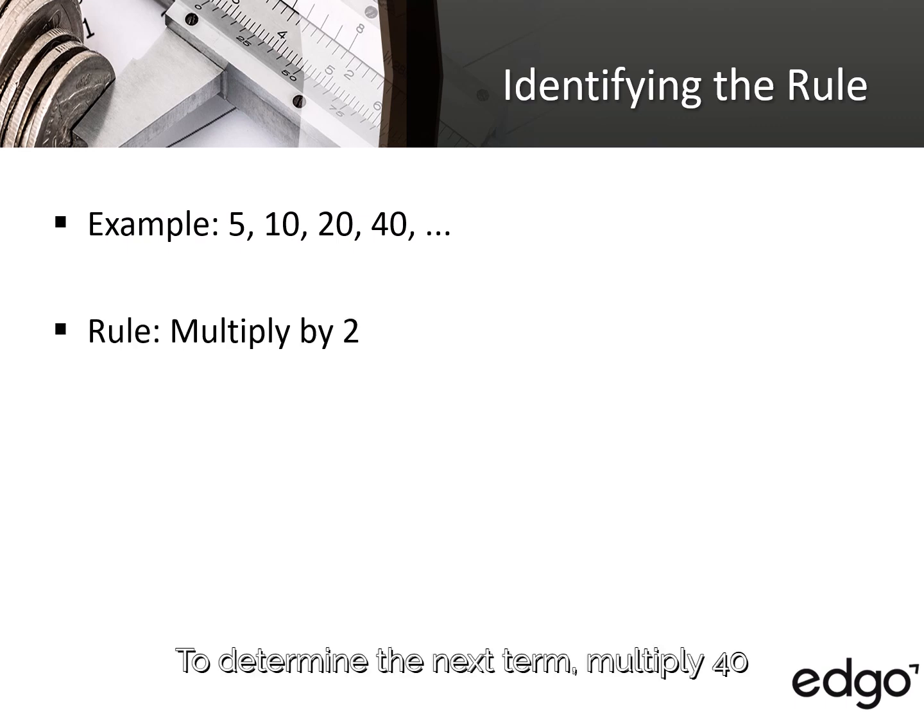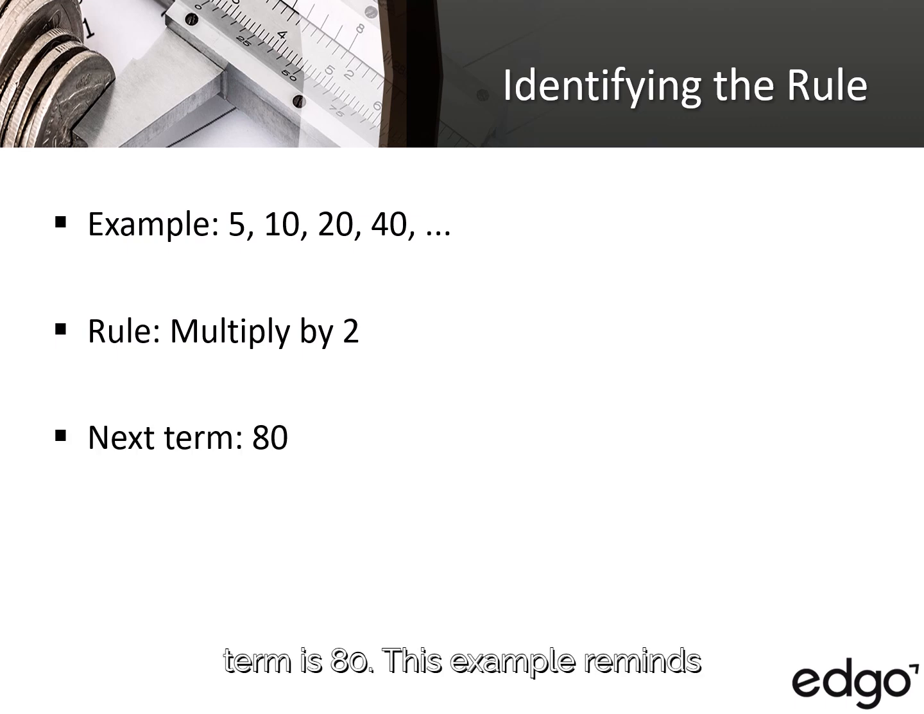To determine the next term, multiply 40 by 2. 40 multiplied by 2 equals 80. Therefore, the next term is 80. This example reminds us that patterns may follow different rules. Some sequences involve addition or subtraction. Others may involve multiplication or division. Our task is to carefully examine the relationship between the terms and identify the rule.